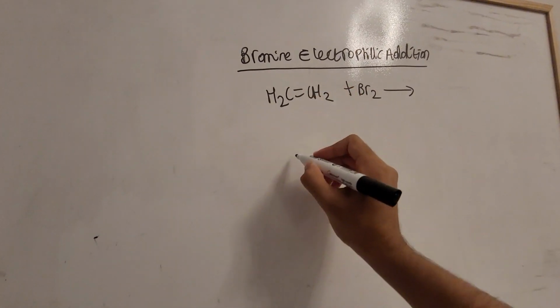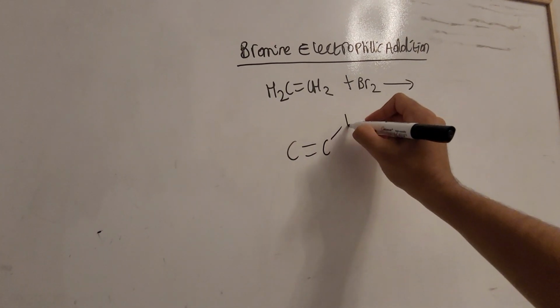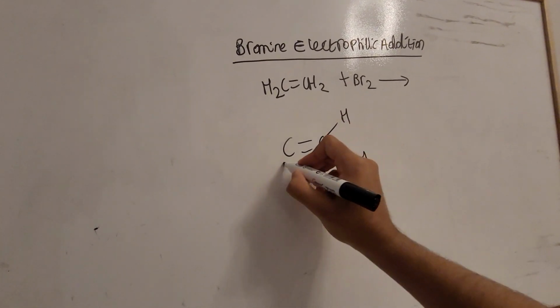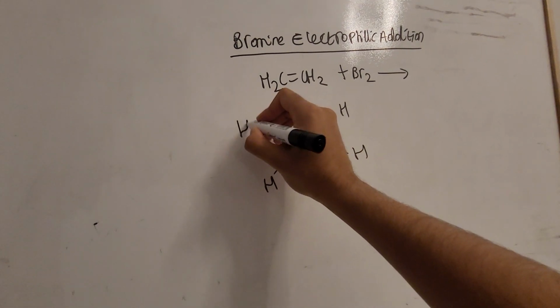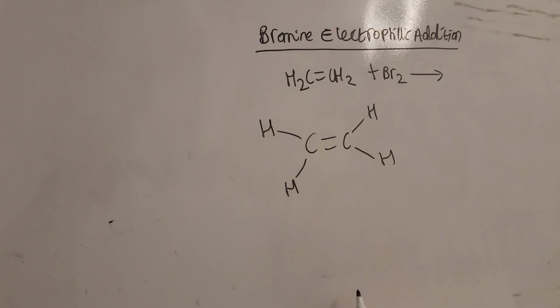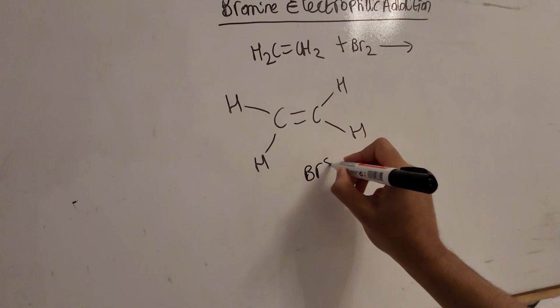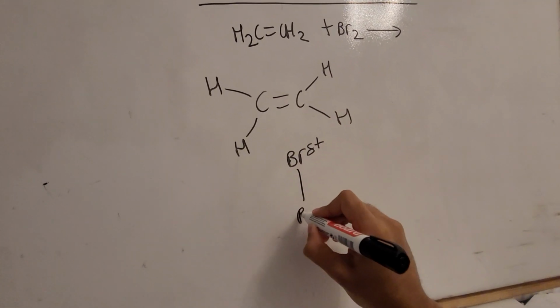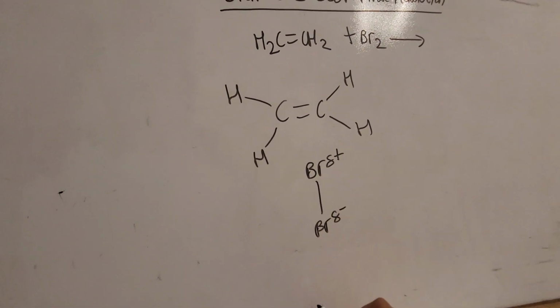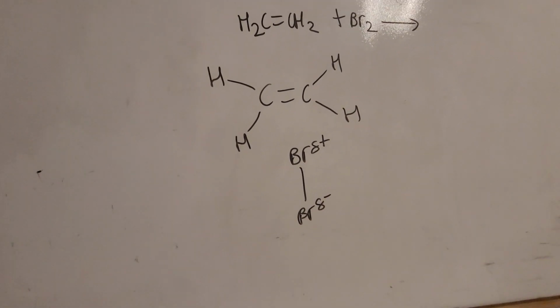So we've got ethene, CH2=CH2, double bond, 4 hydrogens, and then you've got the bromine, Br delta positive, Br delta negative. So what happens in this mechanism?